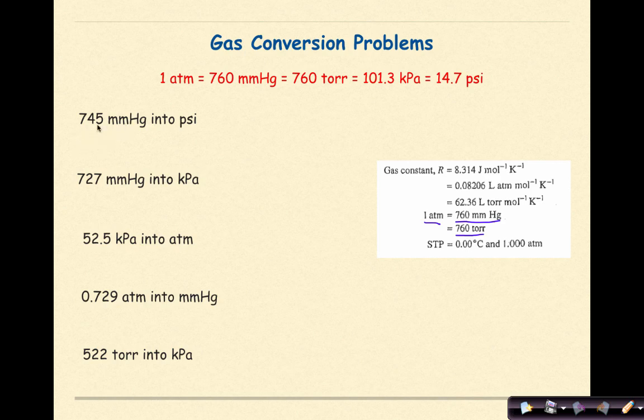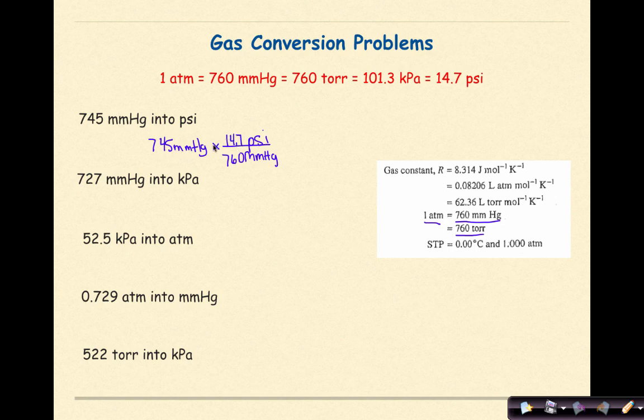So in this first example, we have 745 millimeters of mercury, and I want to change it into PSI. So the first thing that I want to do is write my given, 745 millimeters of mercury, multiplication sign and a line. And as per usual, whatever I start with is going to go on the bottom, millimeters of mercury, and PSI is going to go on top. So then I go to my different units of pressure, and I can see that 760 millimeters of mercury is equal to 14.7 psi.